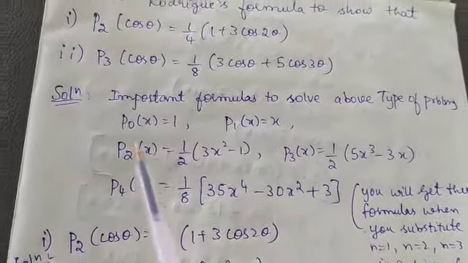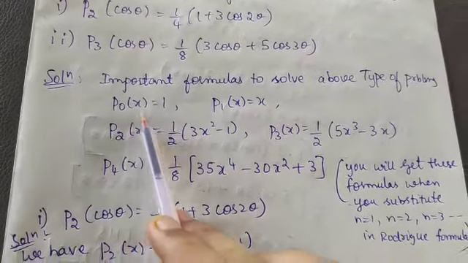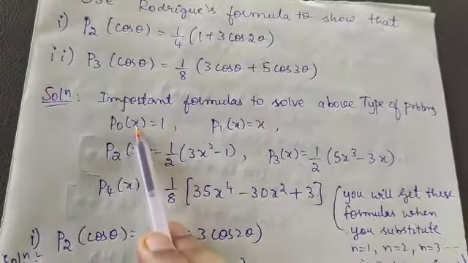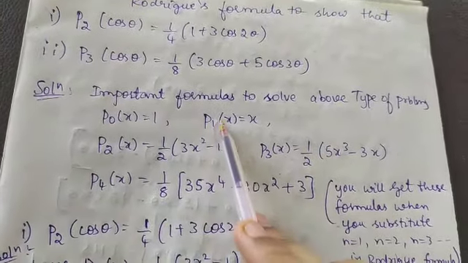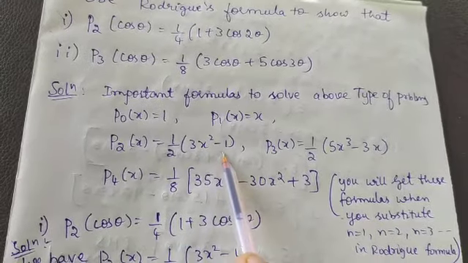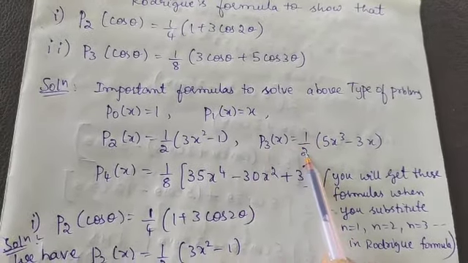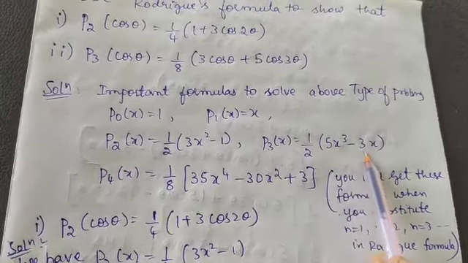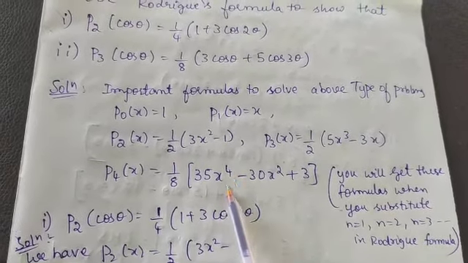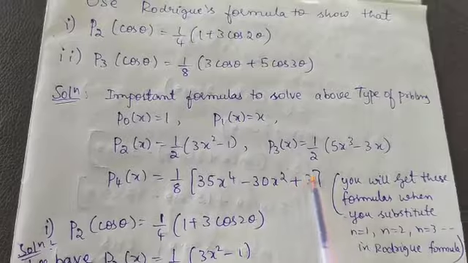So that is Pn of x. How do you find P naught of x? Substitute n equals 0, you will get P naught of x, and P naught of x is 1, and P1 of x is x, and P2 of x is 1 by 2 times (3x square minus 1), and P3 of x is 1 by 2 times (5x cube minus 3x), and P4 of x equals 1 by 8 times (35x power 4 minus 30x square plus 3).